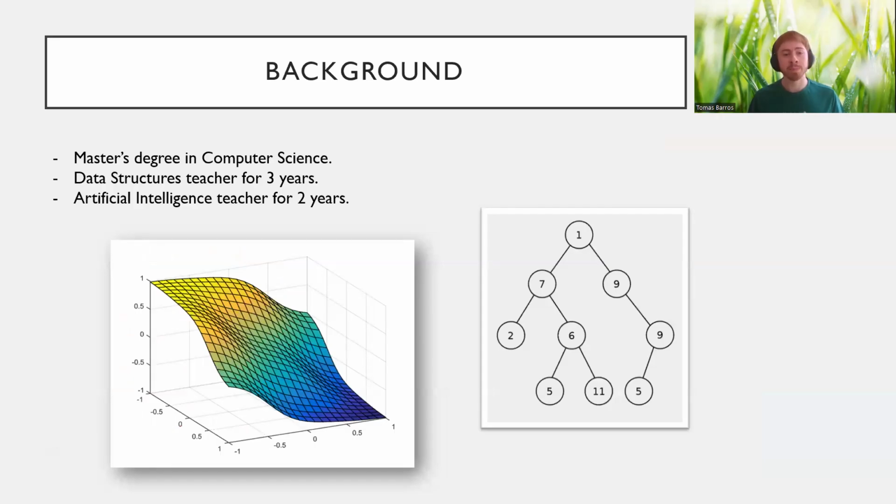My background is that I'm currently pursuing a master's degree in computer science. I've been teaching data structures for 3 years, and I've also been teaching artificial intelligence at college for 2 years, mainly on the side of combinatorial optimization.